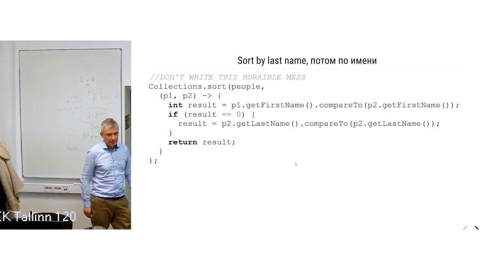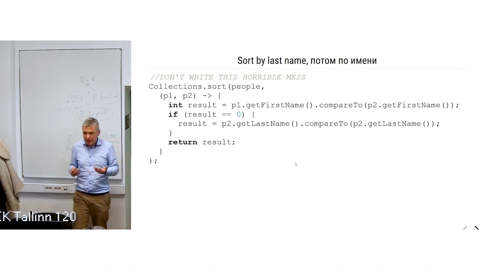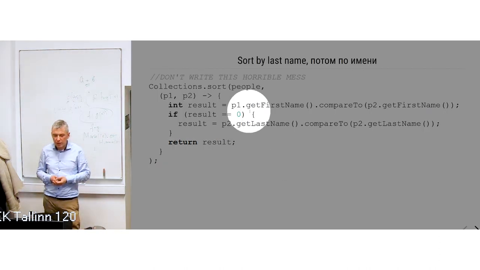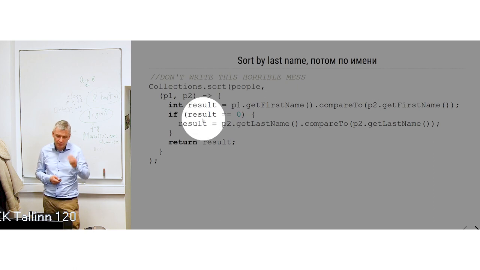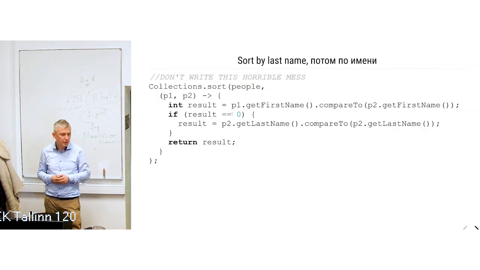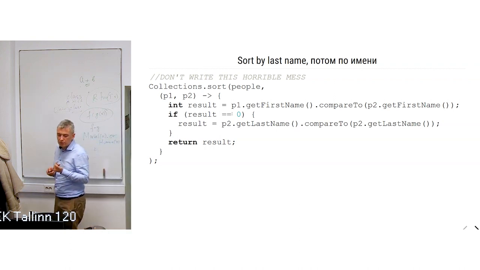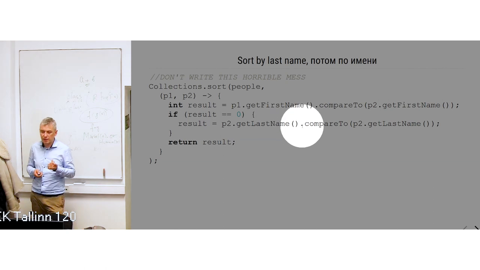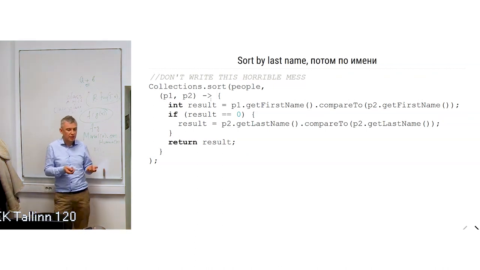Before Java 8, you must have written this code, lots of code. Okay, let's try to understand. First, we are comparing get first name compared to get first name. Oh, it's actually first name then last name. Doesn't matter. One of the properties. If it is not equal to zero, this means that people have different first names. Otherwise we are going to compare using the second field, the second getter, right? And then return the result. If it's not zero, if these names are different, then we are using the result of this comparison.